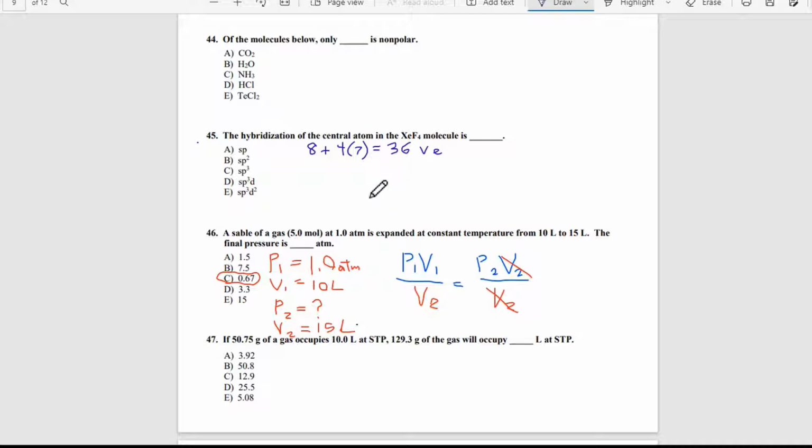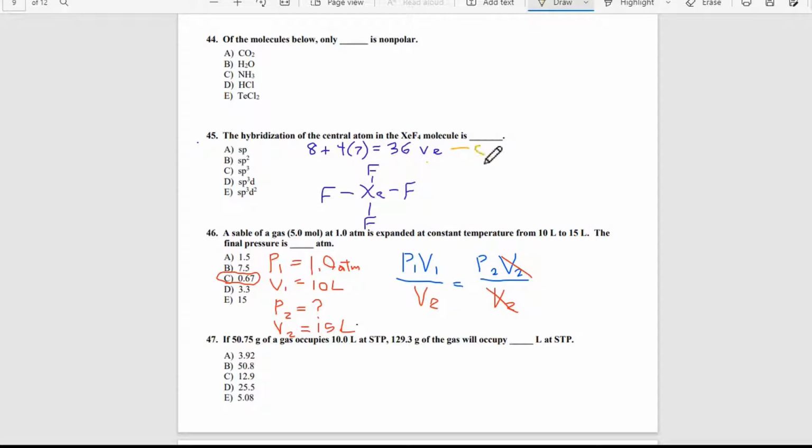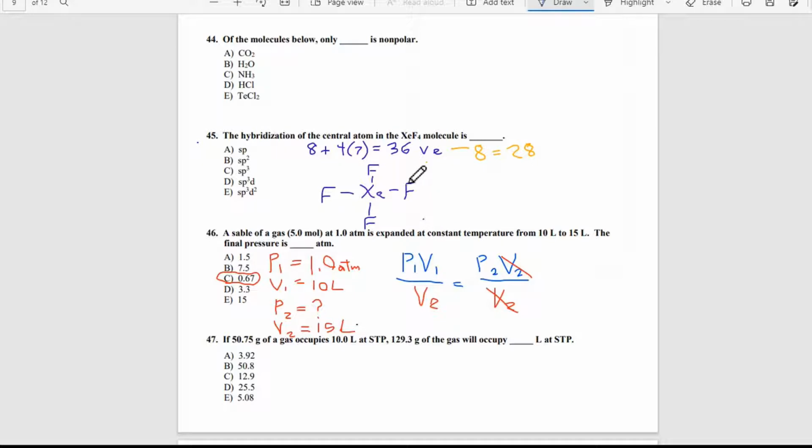The next thing I do is draw what's known as a skeleton structure. Essentially, I just show how the atoms are connected. XeF4 means xenon is connected to 4 fluorine atoms. Put 1 bond on each side. In the process of putting 1 on each side, I've already used 8 electrons. We'll subtract 8, and that gives me 28 valence electrons. Now I'm going to place them in pairs around, starting with the outer atoms.